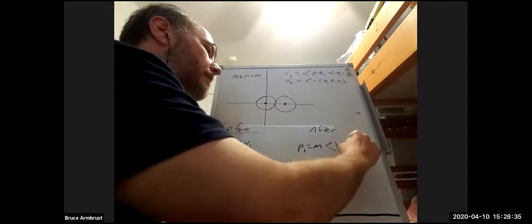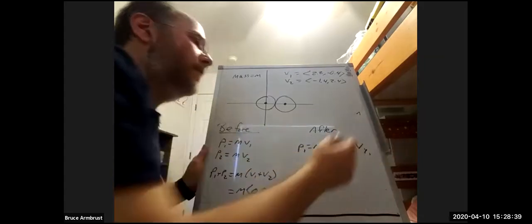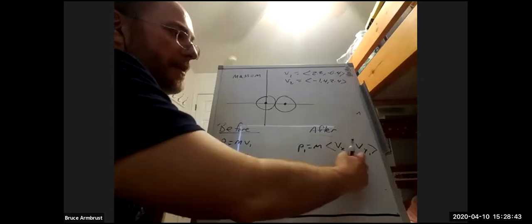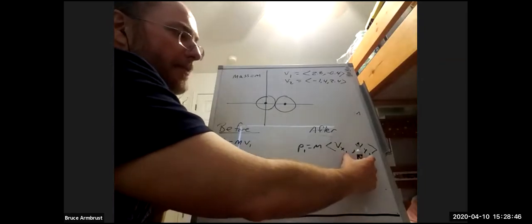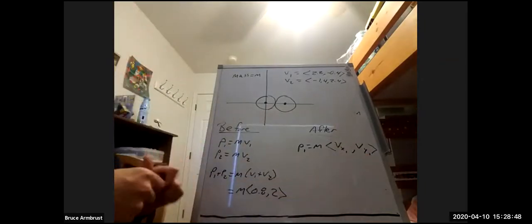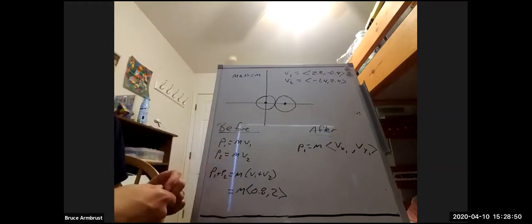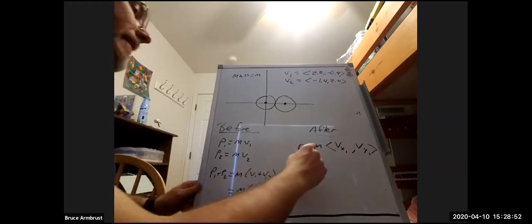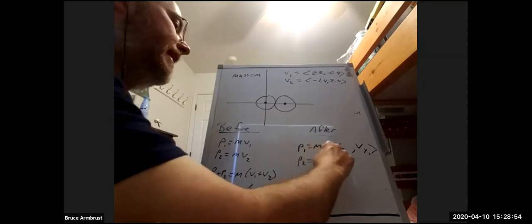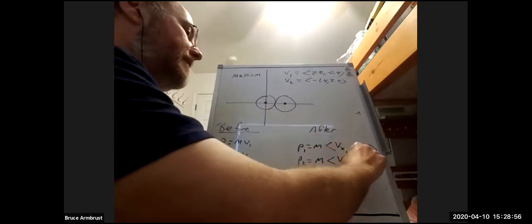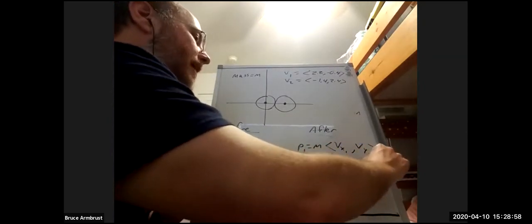Vx1. And how about Vy1? So it's going to be the X component of velocity and the Y component of velocity. And the sub 1 is just telling me that's for the first one. So I'll do the same thing for the second. So we're going to get P2 is equal to M times Vx2, comma Vy2.